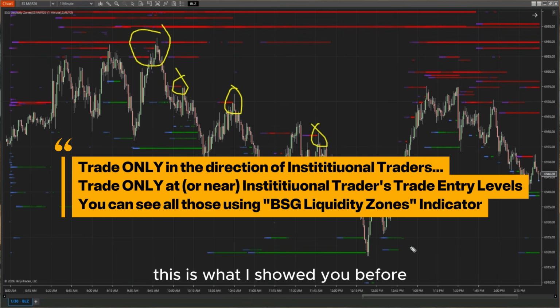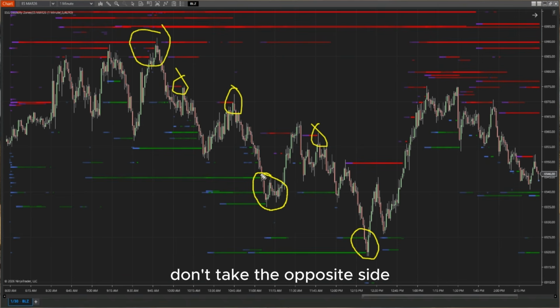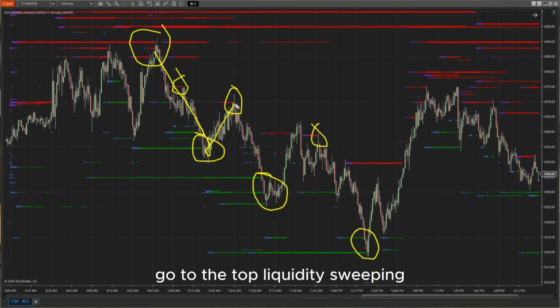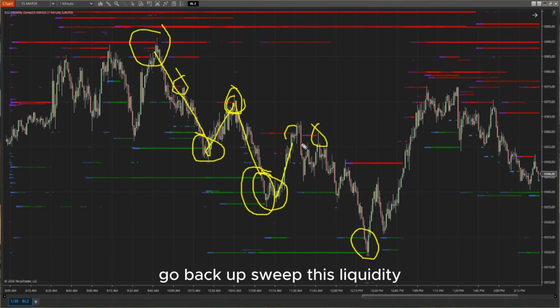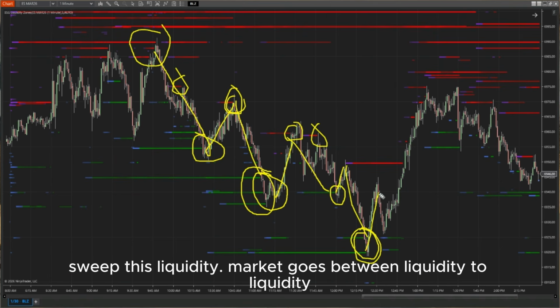This is what I showed you before. Look at this. Remember I told you, don't take the opposite side, but it's also the same way. Right? It went to the lowest liquidity, sweeping, went to the top liquidity, sweeping, came there, swept this liquidity, went back up, swept this liquidity, came back down, swept this liquidity, went back up, came back down, swept this liquidity. The market goes between the liquidity.